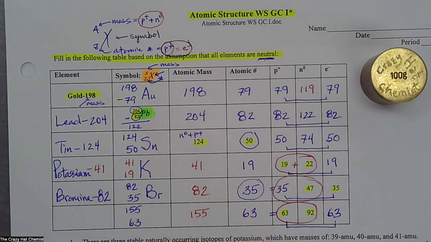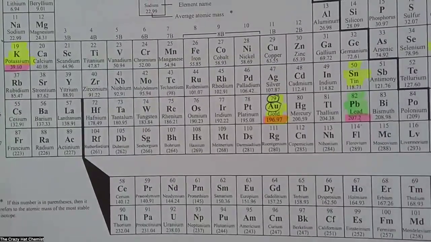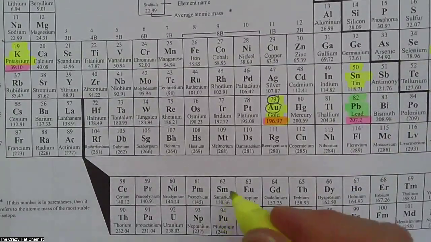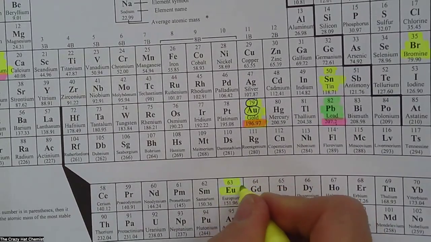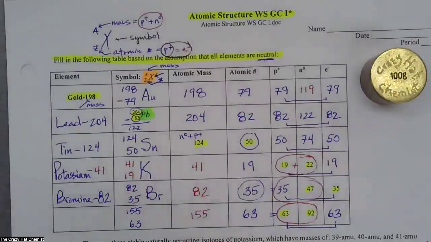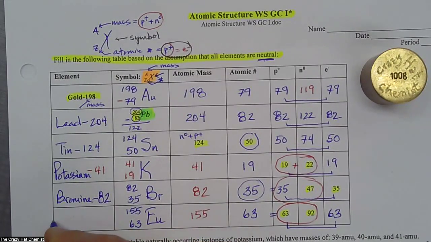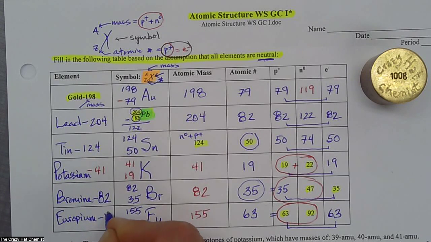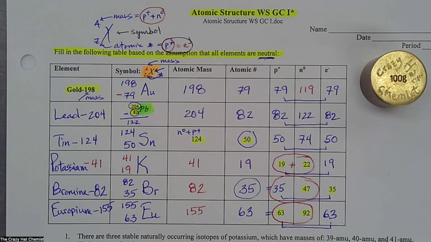So we're going to have to find 63 on our periodic table. That is way down over here. 63, that is Eu for europium. That would be Eu and europium, dash 155. Okay, fantastic. That's looking great. I love that. All right, so we have done the first two of this worksheet here.